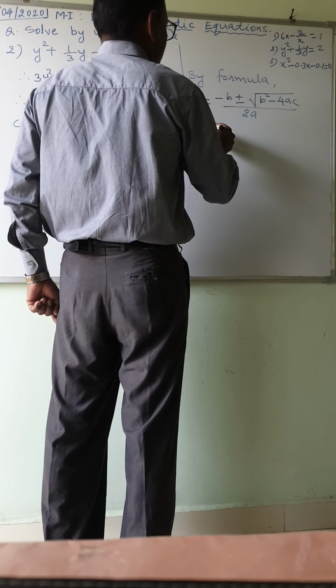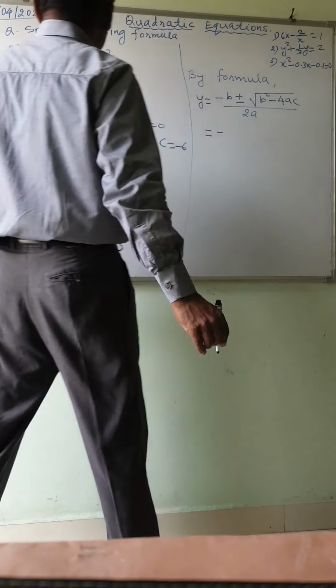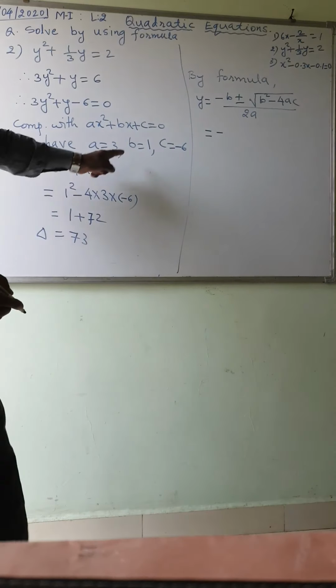2a. That is equal to minus. b is how much? 1. So minus 1, plus or minus root of b square minus 4ac. What is the value? Root 73, upon 2 into a. a is how much? a is 3. That is equal to minus 1 plus or minus root 73 upon 6. So these are the two values.